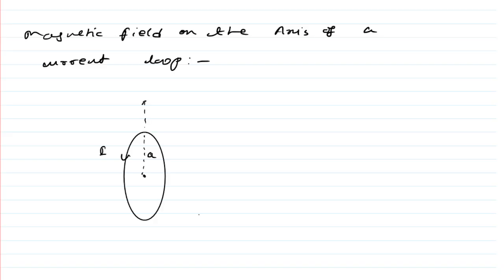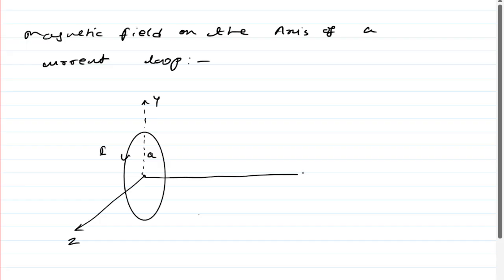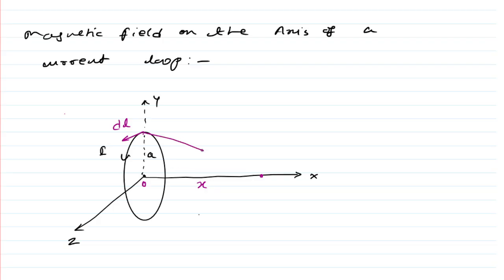Let's take vertical axis Y, this one Z, and this is X. We are going to assume one element dl, or we can say ideal element, at this point. And if we want to find the magnetic field on the axis, this is the axis, from the center at a distance of x. So we will join this element to the point.